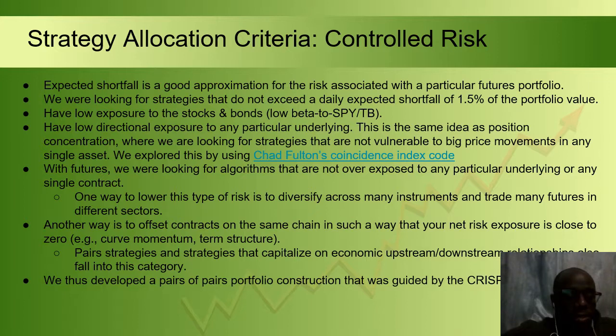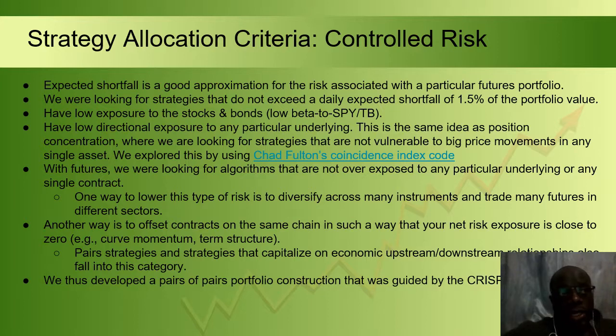So what we did was we ran our returns, and we sorted them. The asset or commodity with the highest returns was then used to pair with the others within that sector. Another way was also to offset contracts on the same chain in such a way that our net risk exposure is close to zero.